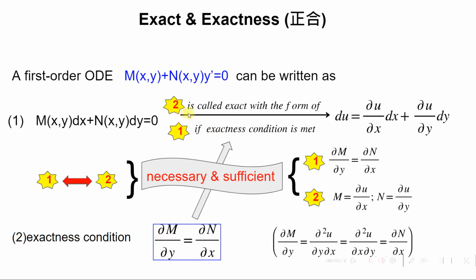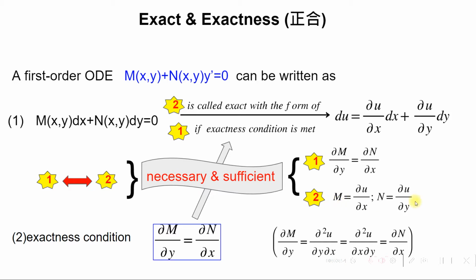Statement 2 tells us that the ODE has the form of this total differentiation. So by comparison and inspection, we can see that the function M is equal to partial u over partial x, and the function N is equal to partial u over partial y. That is statement 2.